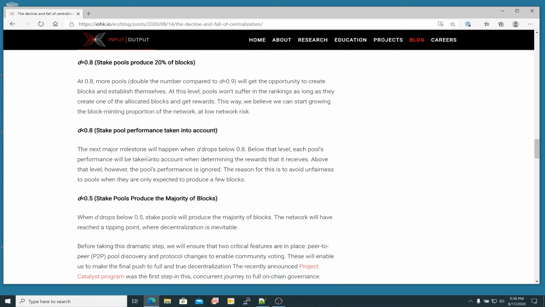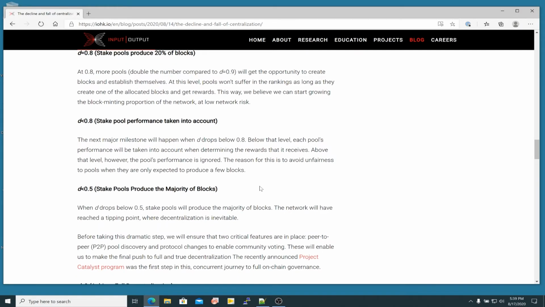The next major milestone will happen when D drops below 0.8. Below that level, each pool's performance will be taken into account when determining the rewards that it receives. Above that level, however, the pool's performance is ignored. The reason for this is to avoid unfairness to pools when they're only expected to produce the full blocks. Okay, so that confirms what I was just saying.